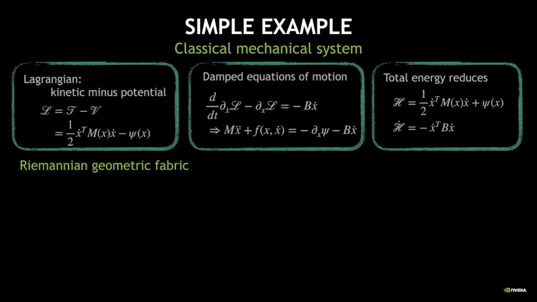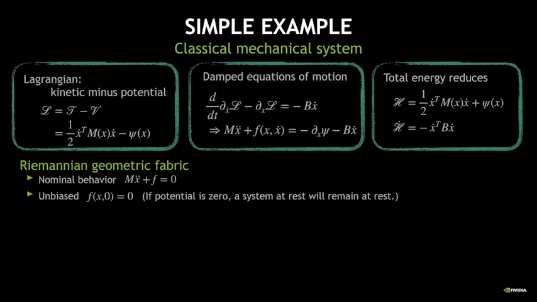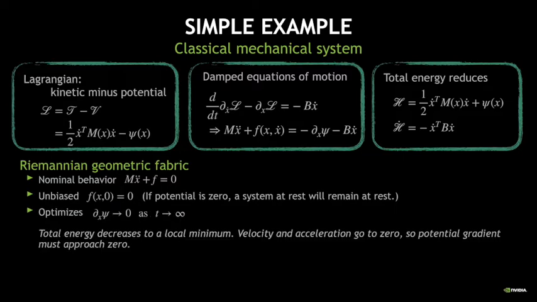This thing will form what we call a Riemannian geometric fabric, and we can look at the different components to see what we mean by that. So the nominal behavior in this case is just the classical mechanical system without the damping and without the potential, just with the kinetic energy driving it. It's unbiased because intuitively you can think of it as if a classical mechanical system comes to rest, it'll remain at rest. And it optimizes because if you analyze this total energy and how it reduces, we can see that it drives itself to a local minimum of that potential.